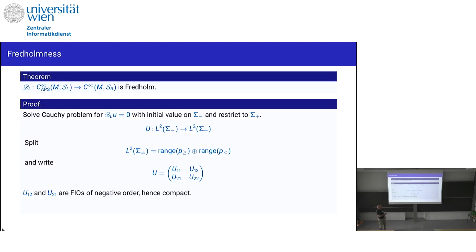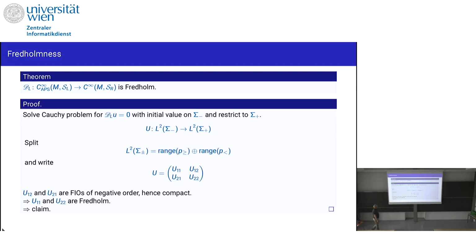And since U itself is invertible, these two blocks then also have to be invertible. So modulo compact operators, U11 and U22 are invertible, and this precisely means that they are Fredholm. So we have these two operators are Fredholm. And once you have that, it's easy to retranslate this into a property of the Dirac operator itself, and to conclude from that the Dirac operator itself is Fredholm. And in fact, the index of the Dirac operator under APS conditions coincides with the index of U22 and with the negative index of U11. All right, so that's the reason why this operator is actually Fredholm.